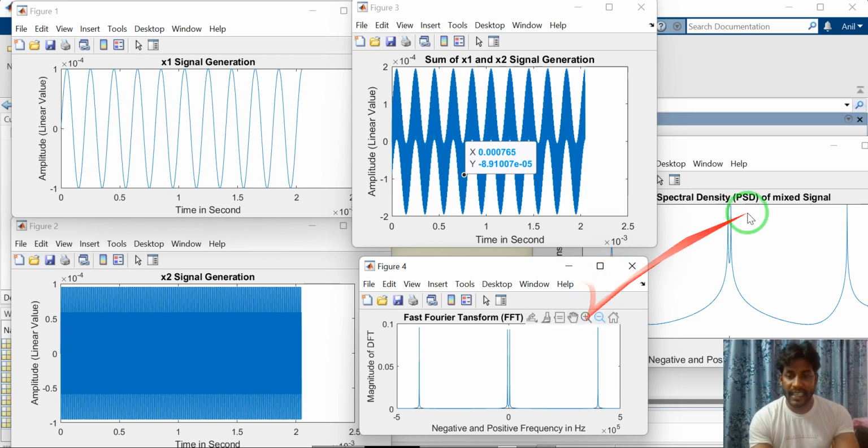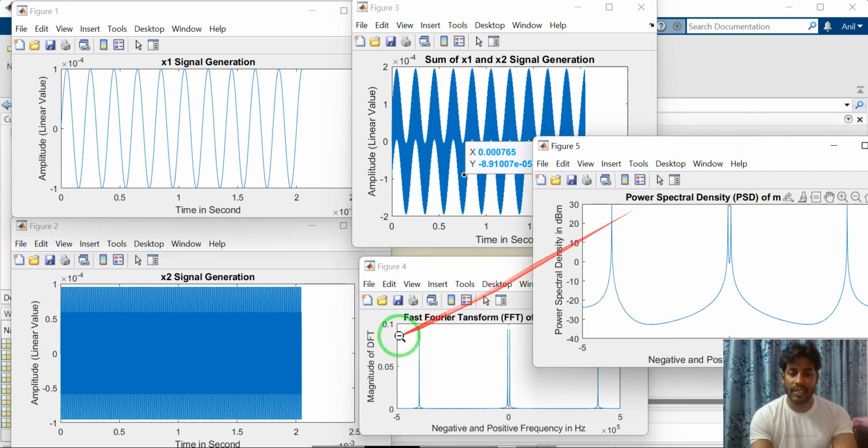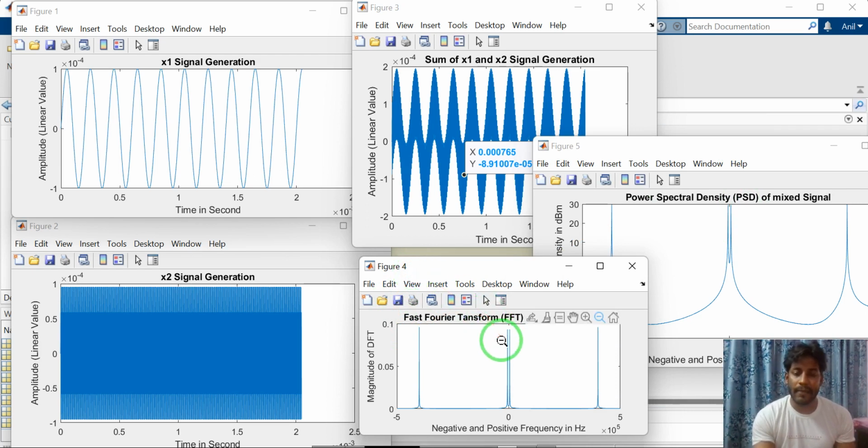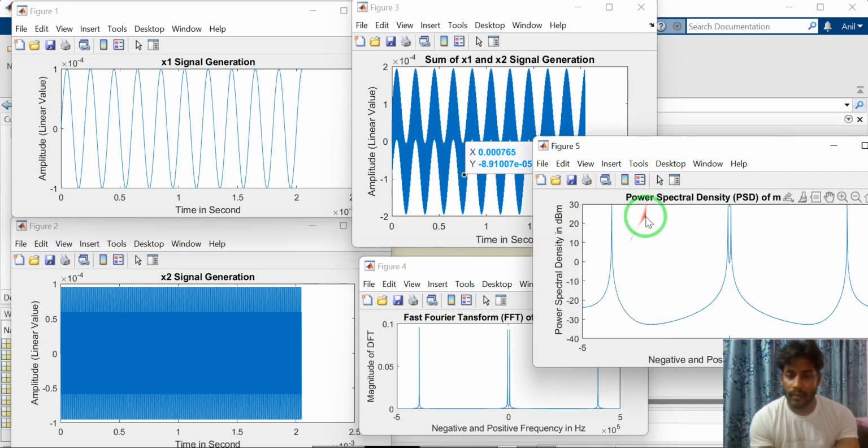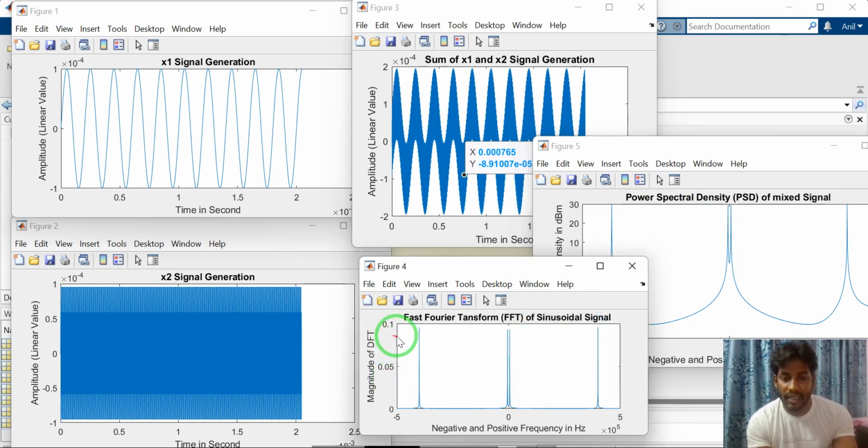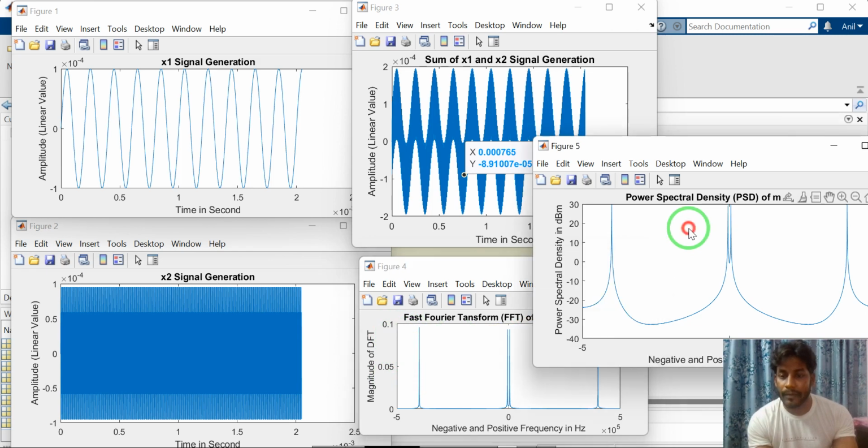Okay, next figure is power spectral computation of this FFT data. It means I have computed real square plus imaginary square, then I have taken the log of power spectral data to convert the linear data to dBm, power in dB. Okay, so this is the plot. On the y-axis you can see power spectral density in dBm. So here see the level in magnitude is 0.1, but in power spectral density the level is 30 dB.